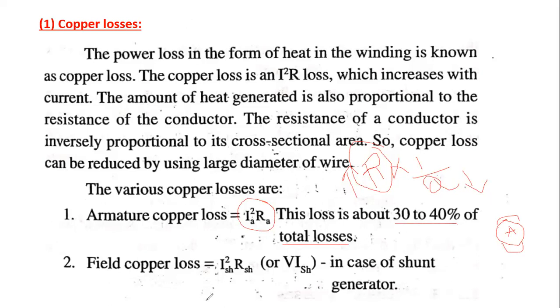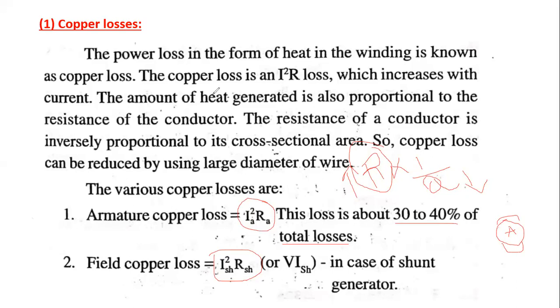Next, coming to the field copper losses. In the case of a shunt generator, the shunt field copper loss is Ish square into Rsh. The current flowing through this shunt field is Ish. Therefore, the shunt field copper loss is Ish square Rsh, or it can also be written as V into Ish.